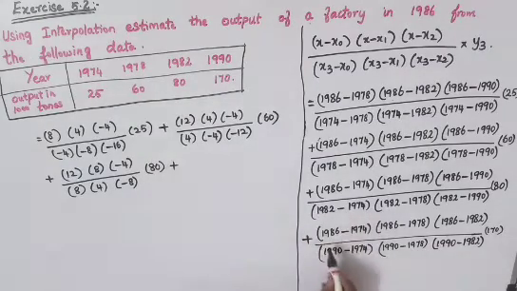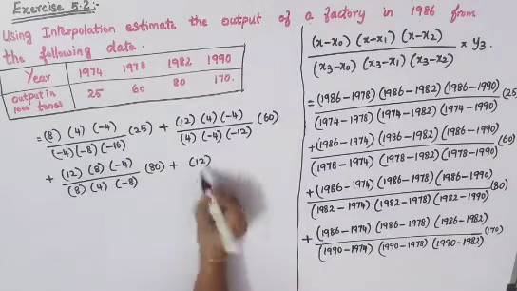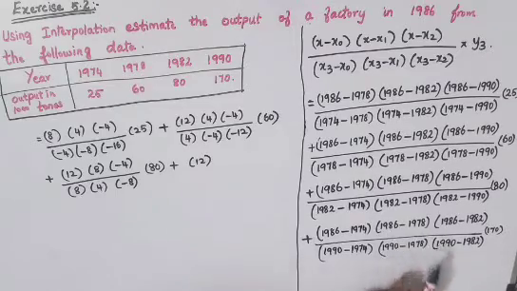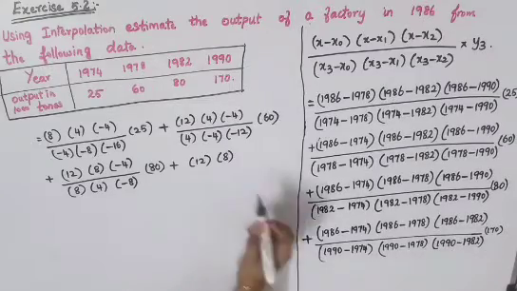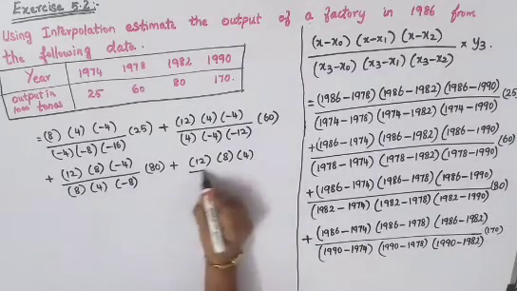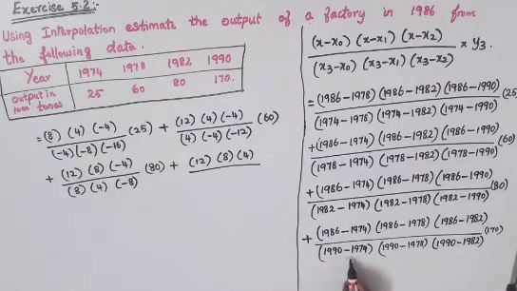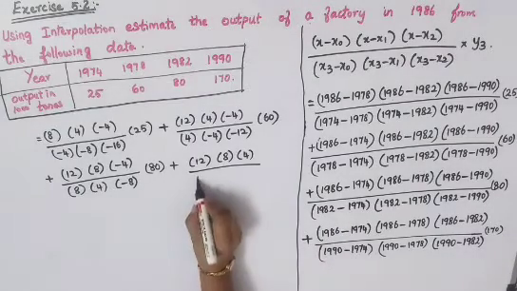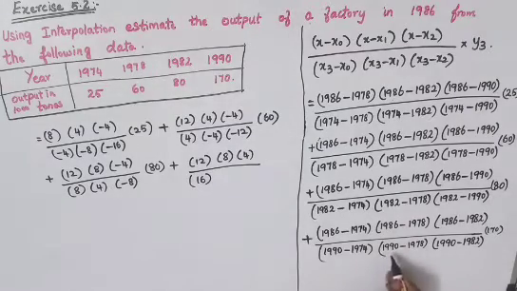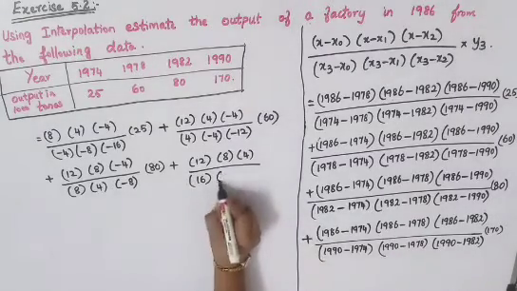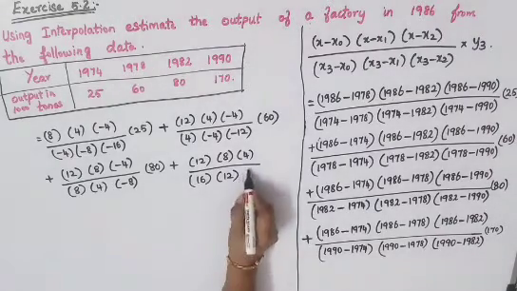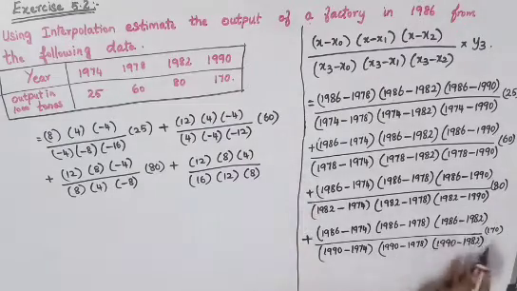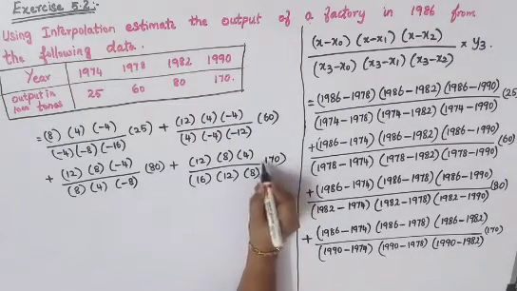Plus your last step, 1986 minus 1974, it will be 12. Then 1986 minus 1978, you will get 8. 1986 minus 1982 will get 4. Divided by 1990 minus 1974, you will get 16. Then 1990 minus 1978, it will be 12. 1990 minus 1982 will be 8. Into your last term, it is 170, which is there with multiplication.